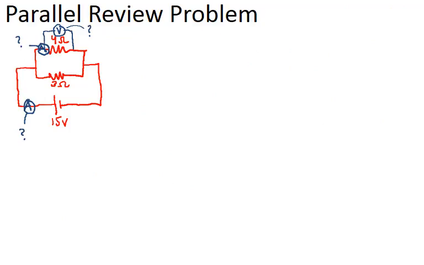Let's try a parallel. So this one is the 4 ohms on top, 3 ohms. They're in parallel, 4 and 3 ohms, and then a 15 volt cell. So we want the overall current, which is this. We want to find the current up here and the voltage across the 4 ohm resistor. So go ahead and pause the clip and give this a try, and when you're ready to check, you can hit play.